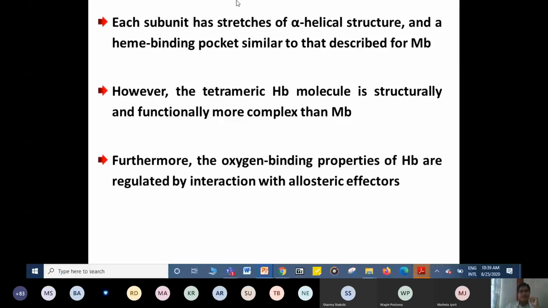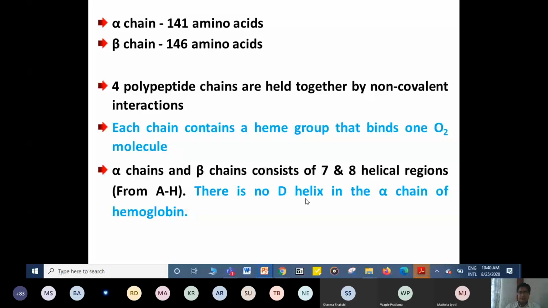Each subunit has stretches of alpha helical structure and a heme binding pocket similar to that described for myoglobin. That's why we have studied the myoglobin before going to hemoglobin. That means 8 different stretches, A to H, and a heme binding pocket similar to that of myoglobin, except that in the alpha chain there is no D helix.